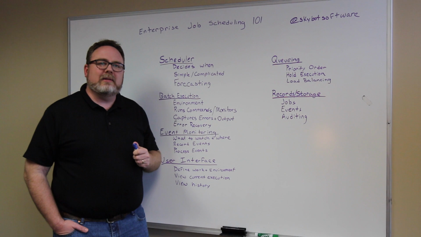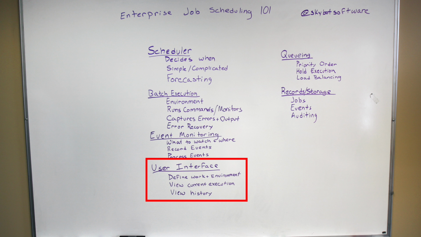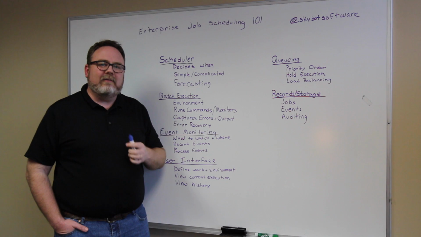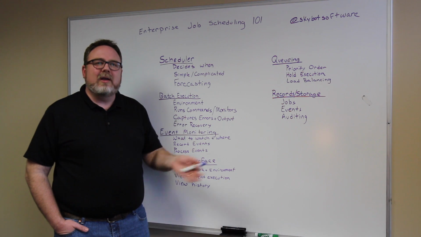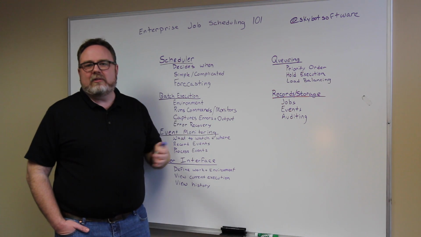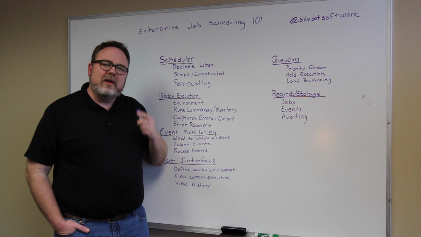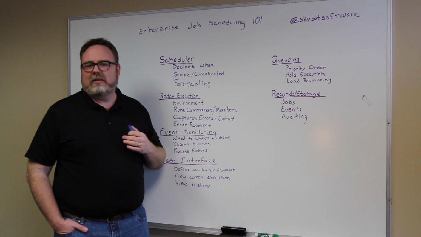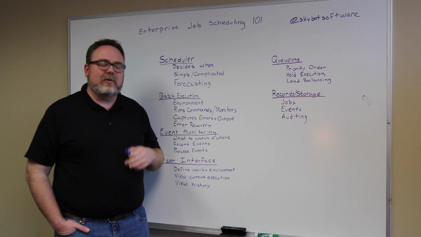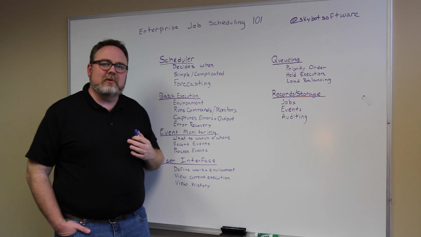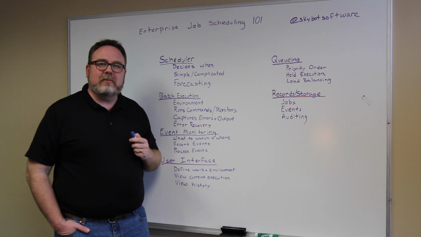All right, the fourth thing we're talking about today is the user interface. This is really important, of course, because if you don't have a user interface, you can't work with the software. Big thing you're doing there is you're defining the work to be done by the computer. You're also defining the environment that the work is going to be done in. So like I said earlier, path, environment variables, and what programs are going to be running.